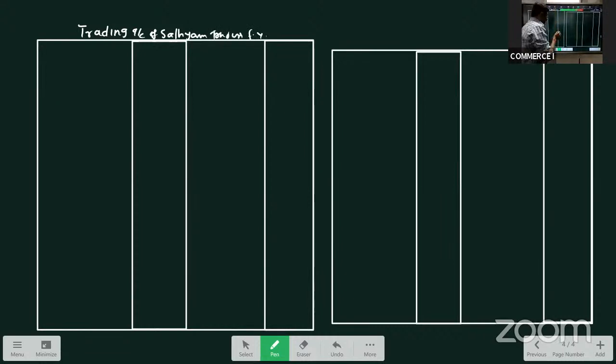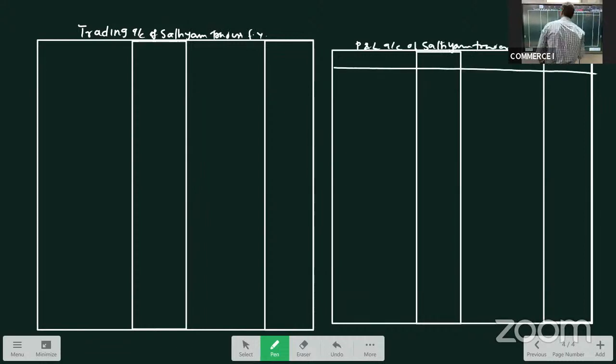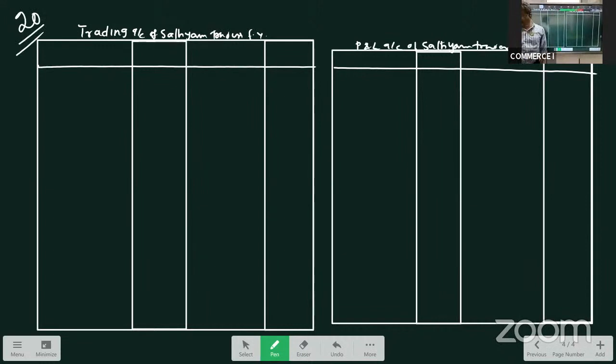Trading account of Satyam Traders for the year ended on. Profit and loss account of Satyam Traders for the year ended on. Particulars amount, particulars amount. I am doing question number 20. Okay, question number 20. See what are the items in trial balance?